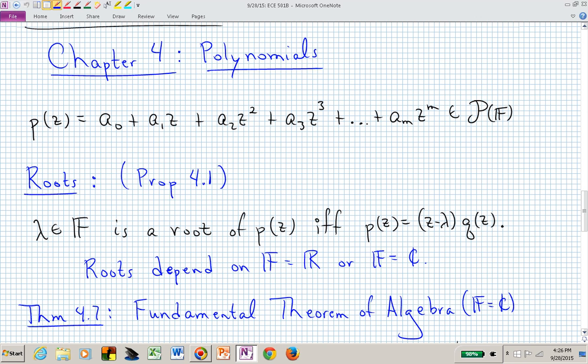Proposition 4.1 tells us about roots of a polynomial. Lambda, living in R or C, is a root of P of z if and only if you can pull out from P of z this factor z minus lambda and leave this remaining polynomial that's obviously of one order less than P of z. Q of z is a lower order polynomial.